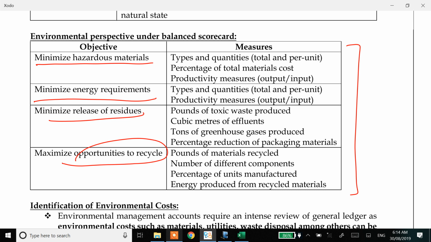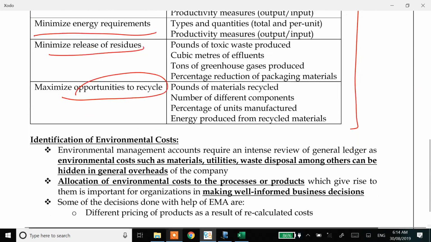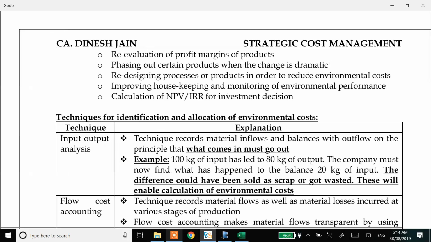Now I need to identify the environmental cost, because of what kind of cost I am incurring. There are certain techniques which are there to measure the environmental cost. You will have to remember these techniques and reproduce as it is in the case study. The first technique is input output analysis. What is input output analysis?